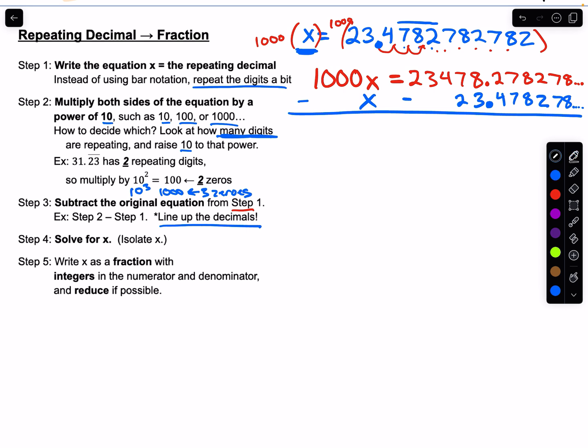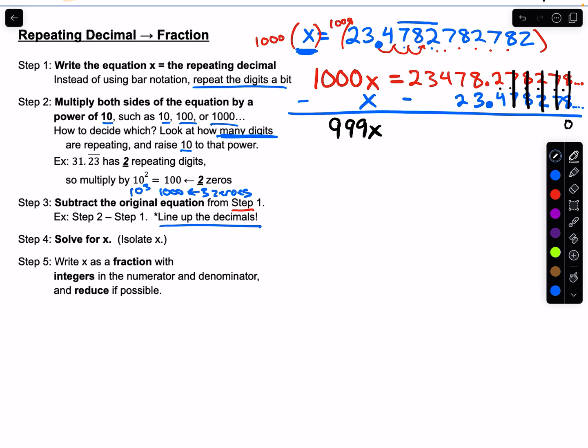Now I have to actually do the subtraction. The left side's going to be easy. It's just going to be 999x. But the right side, something interesting is going to happen. I'm noticing, because I was really careful about how I lined up my digits here, that this 8 minus 8 is just 0. I don't even have to write the 0. I could. But 7 minus 7 is also 0. 2 minus 2 is also 0. 8 minus 8 is 0. These match, so those subtract to 0.